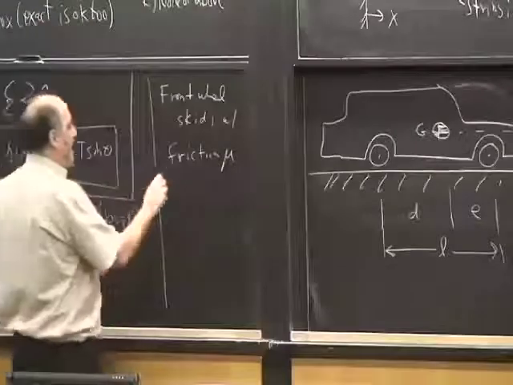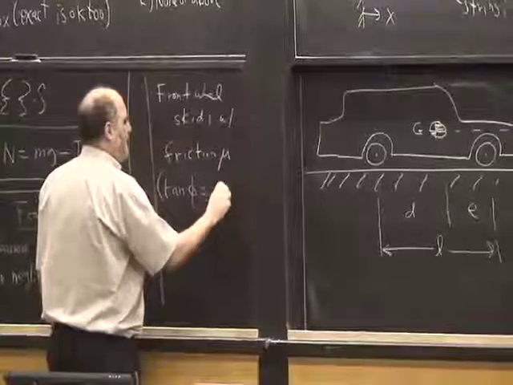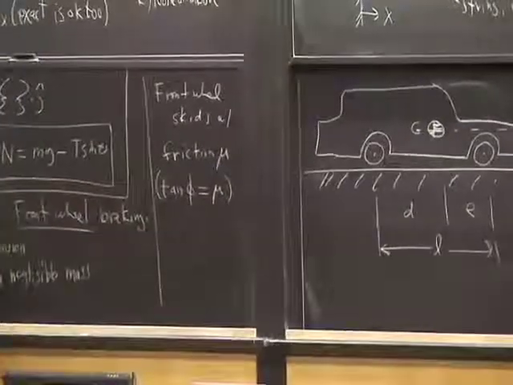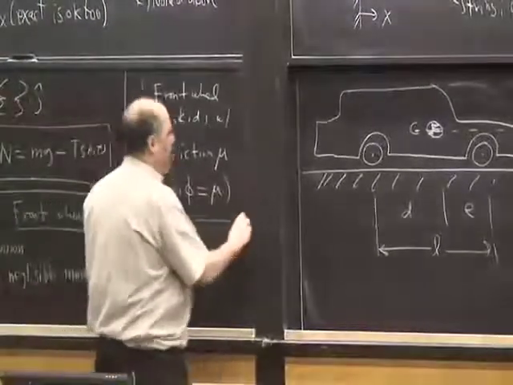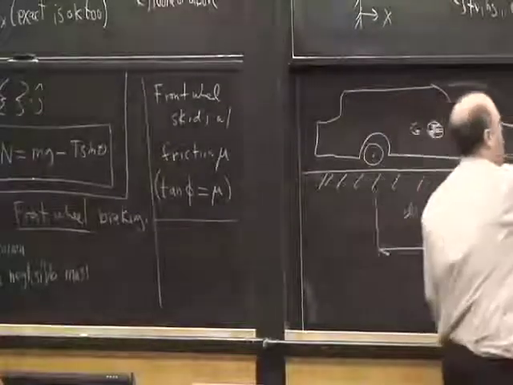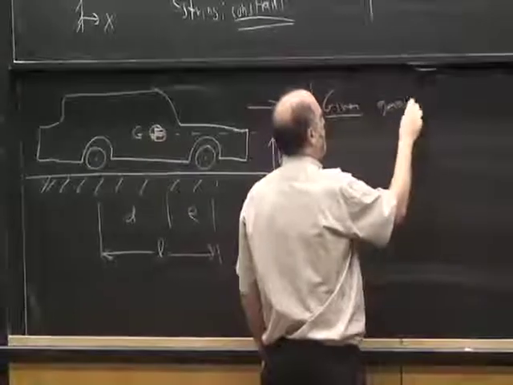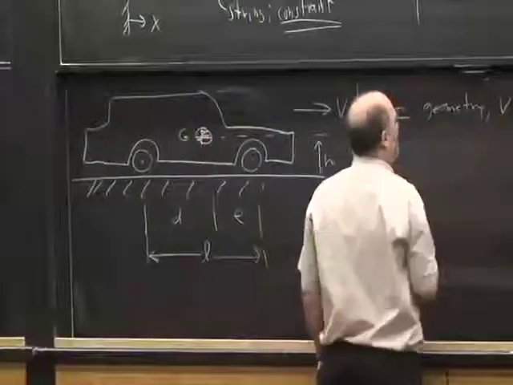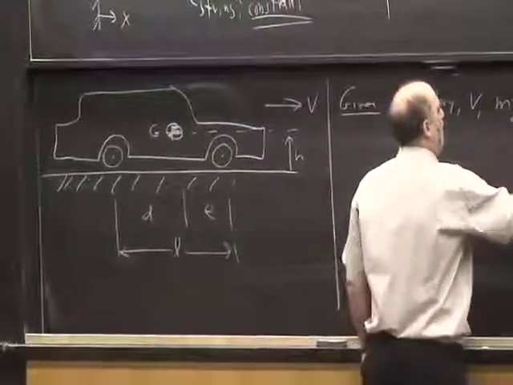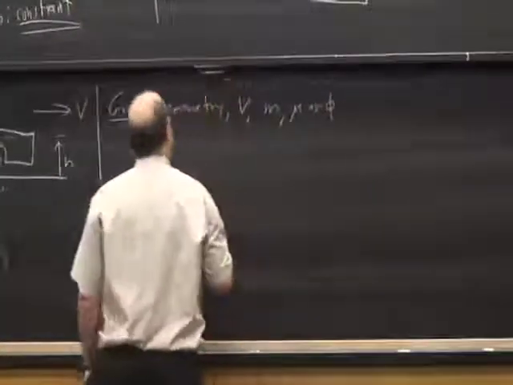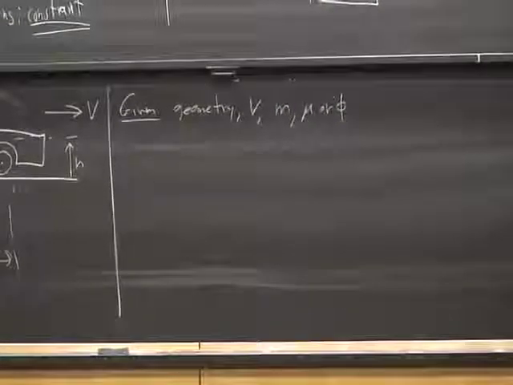Now, an alternative to that is we could say it skids with a friction angle in the friction force of phi. So we can either specify phi or mu. So we're going to think as given the geometry, say the speed that it is going forward, the mass, and mu or phi. And we want to figure out what? How fast this thing decelerates.